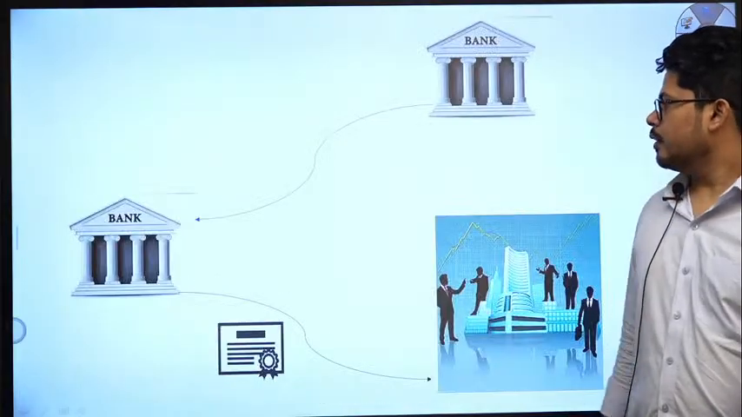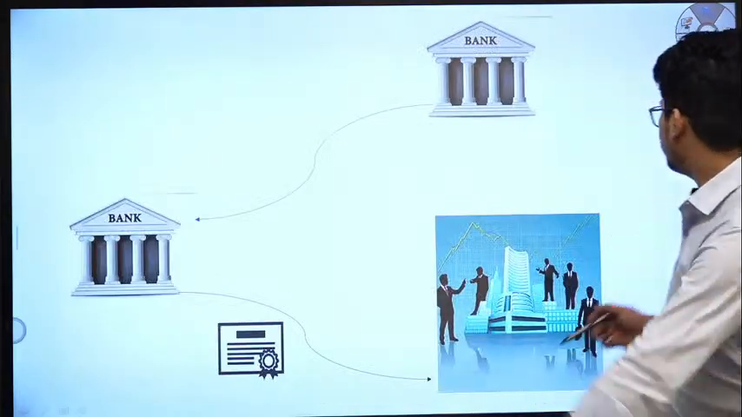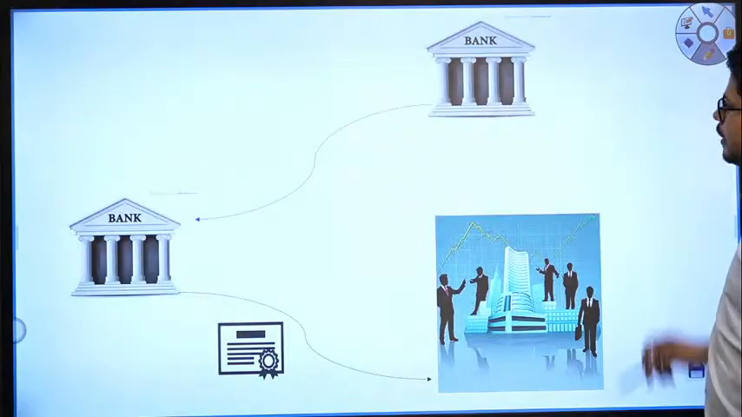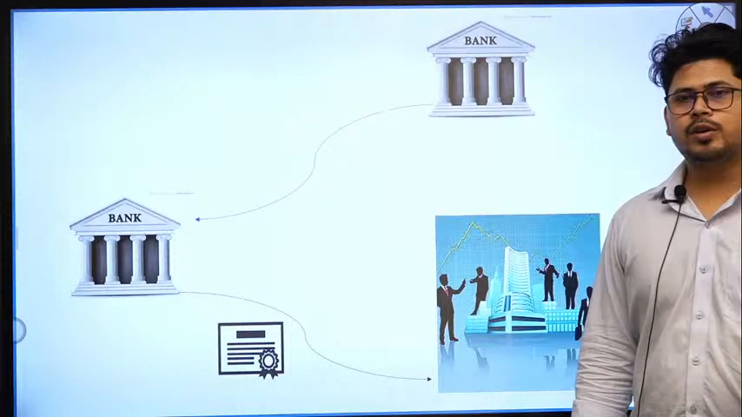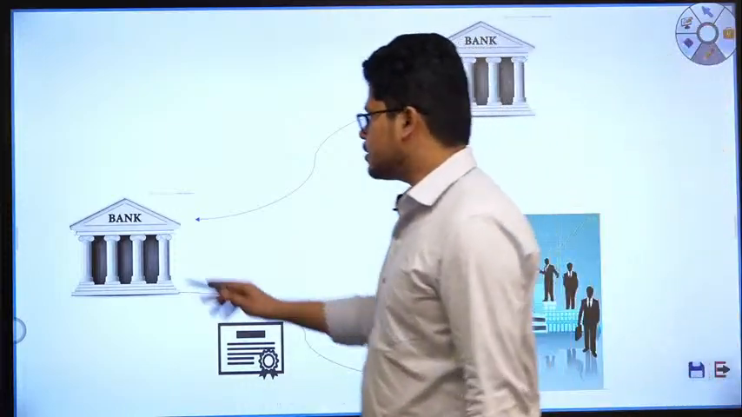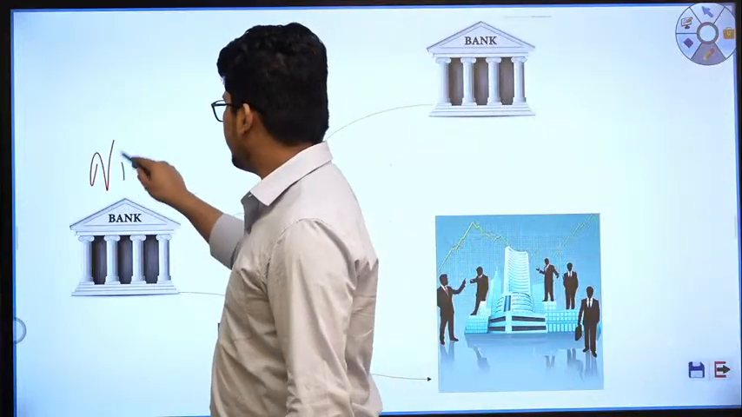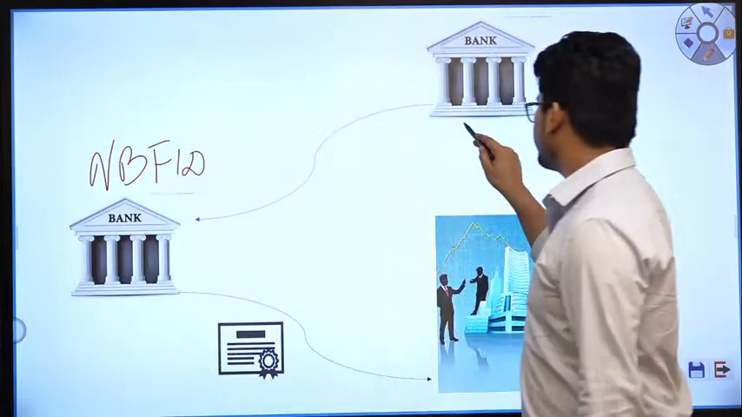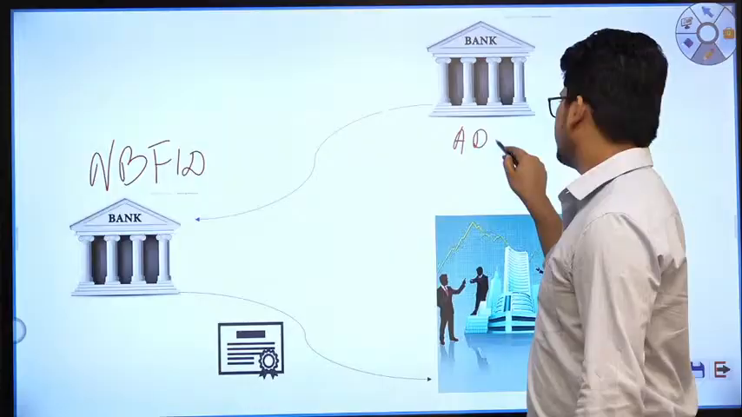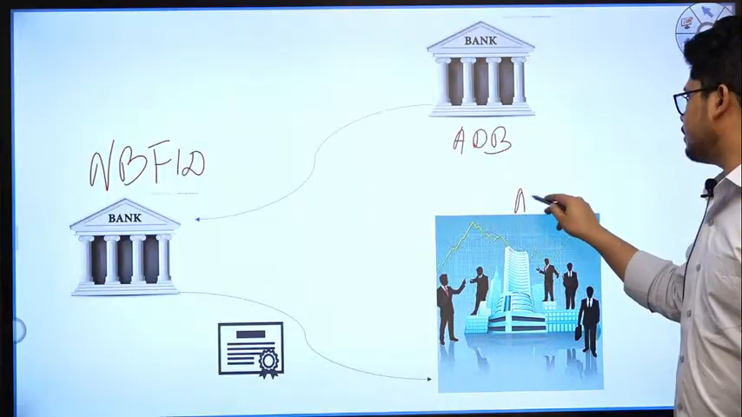ओके, नाउ दिस इज अ वेरी बेसिक थिंग, आई वांटेड टू एक्सप्लेन कि हाउ दिस NBFID इज गोइंग टू रेज मनी फॉर इटसेल्फ, है ना, क्योंकि एट द एंड ऑफ द डे दिस इज NBFID, this is for example ADB, and this is market.